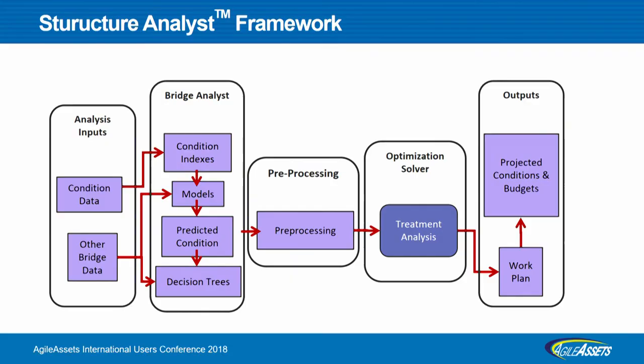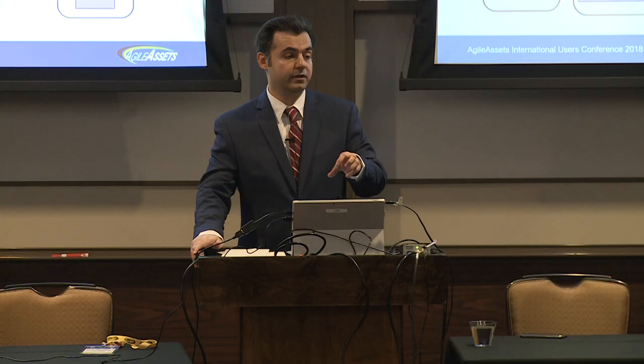I used Agile Asset Structure Analyst. This is a framework where the system uses the condition data, and using the model, it predicts the deterioration over time based on decision trees. It applies treatment to each component. Then the optimization solver finds the optimized solution, generates projects based on that, and calculates the projected condition in the future.